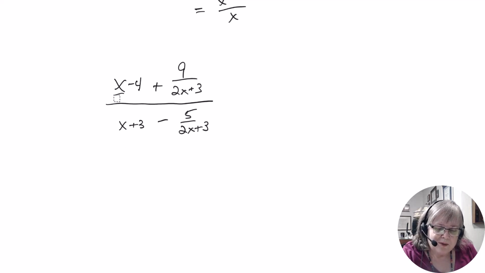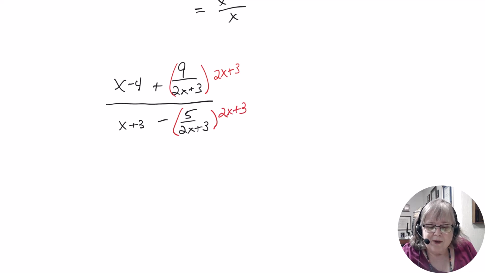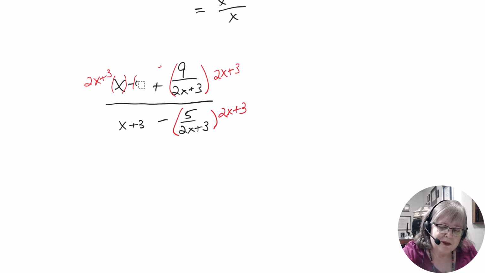So the least common denominator is 2x plus 3. And what you're going to do is to multiply top and bottom by 2x plus 3. And since I do like to do the little crossing out when I can to cancel, I'm going to write this down next to each term. Now, technically, you're multiplying 2x plus 3 times x and 2x plus 3 times this negative 4. And I don't know if that makes you feel better or worse than to say, I'm kind of comfortable multiplying binomials using the FOIL method.